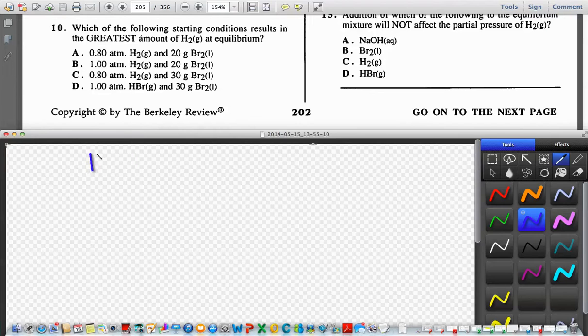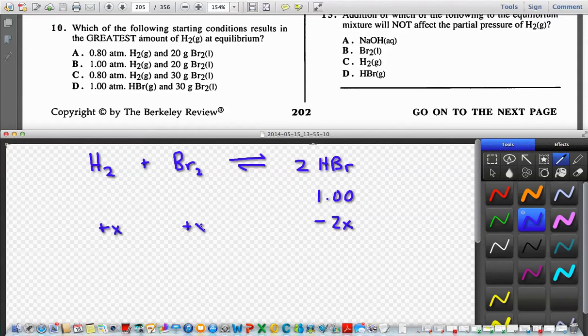So we've got H2 plus Br2 yields 2HBr. If I have 1 atmosphere of this, minus 2x, plus x, plus x.